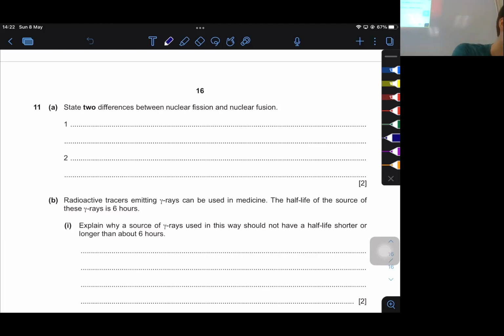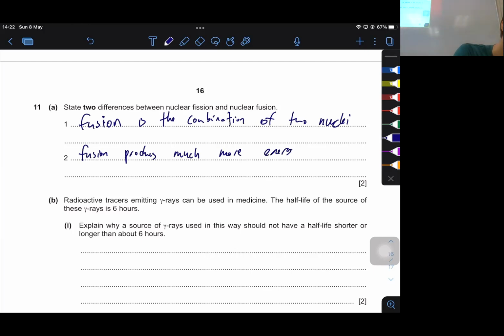Okay, let's just say that fusion is one I or two I. One I. Fusion is the combination of two nuclei. Can it only be two? Yes, it can only be two. Fusion produces much more energy. Oh, sorry. The first one, nuclear fission, the separation.